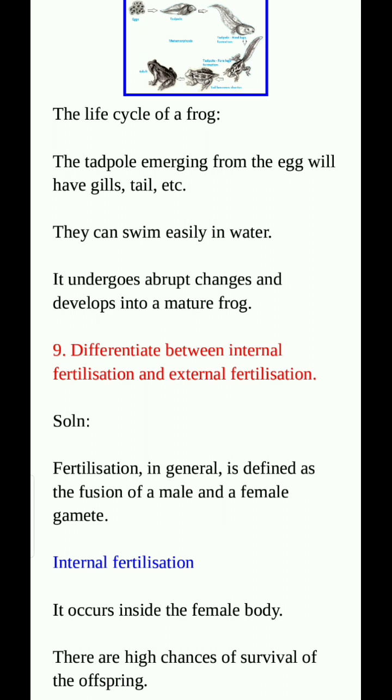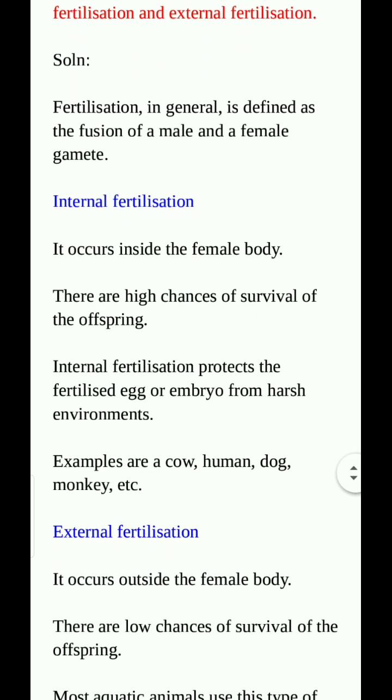Question number 9. Differentiate between internal fertilization and external fertilization. Fertilization is defined as the fusion of a male and female gamete. Internal fertilization occurs inside the female body. There are high chances of survival of the offspring. Internal fertilization protects a fertilized egg or embryo from the harsh environment. Examples are cow, human, dog, monkey, etc.